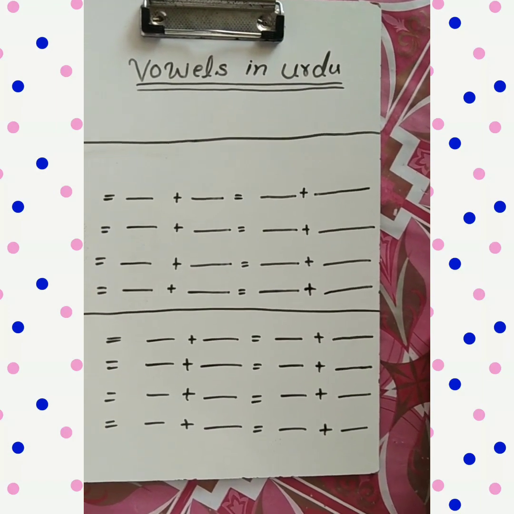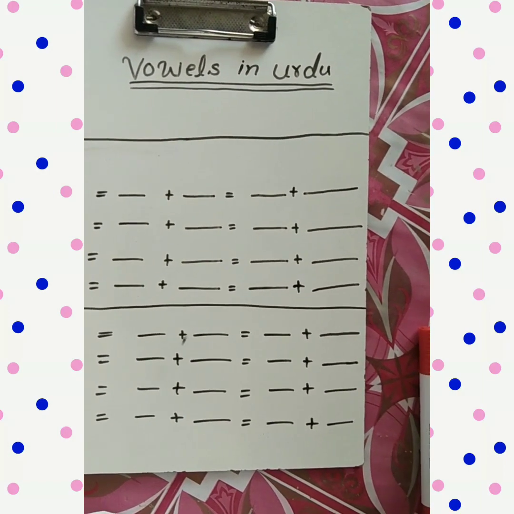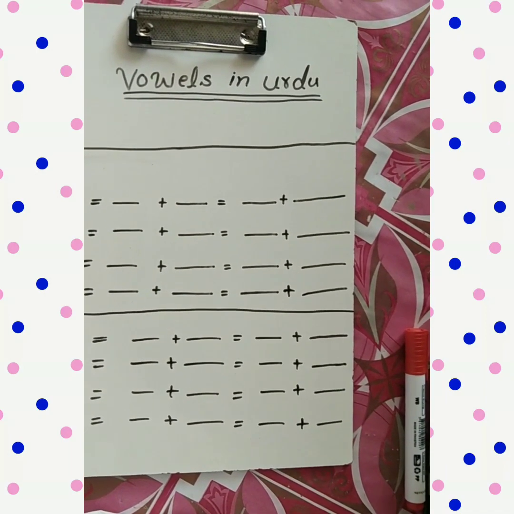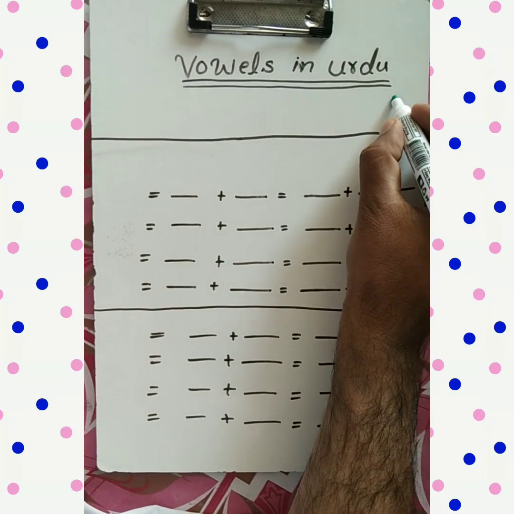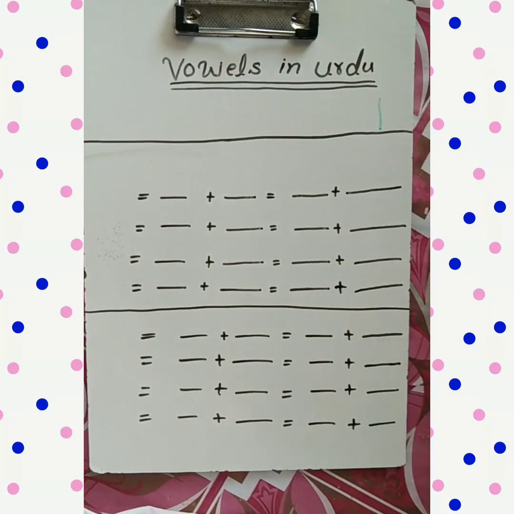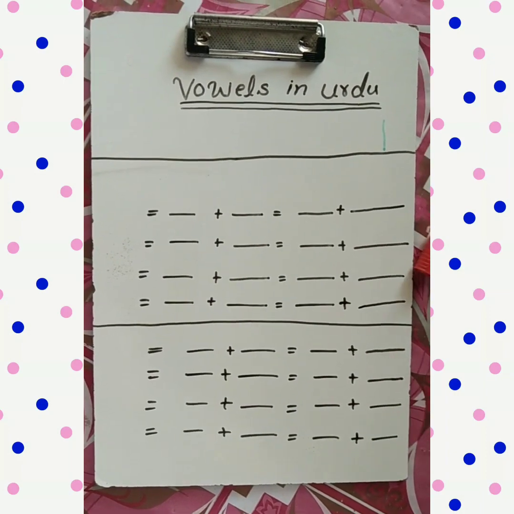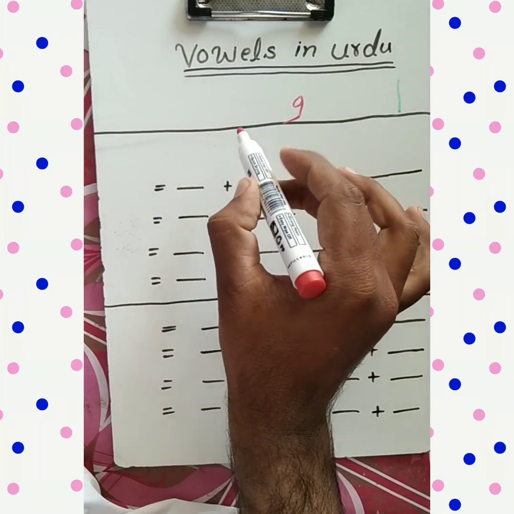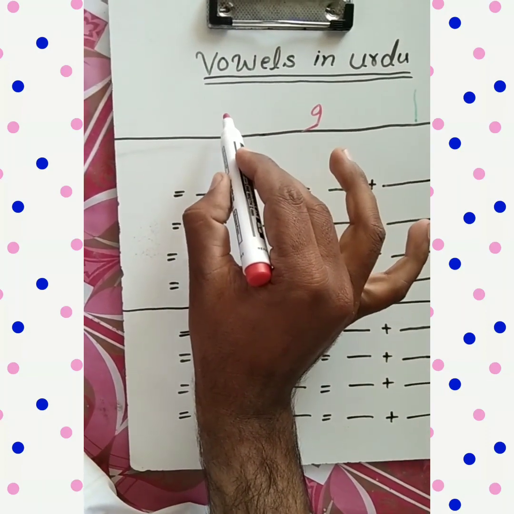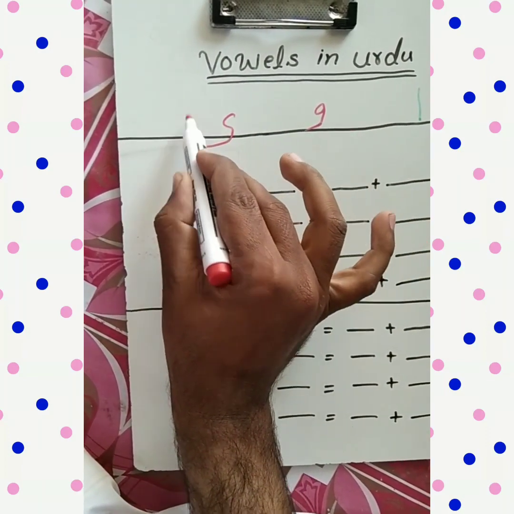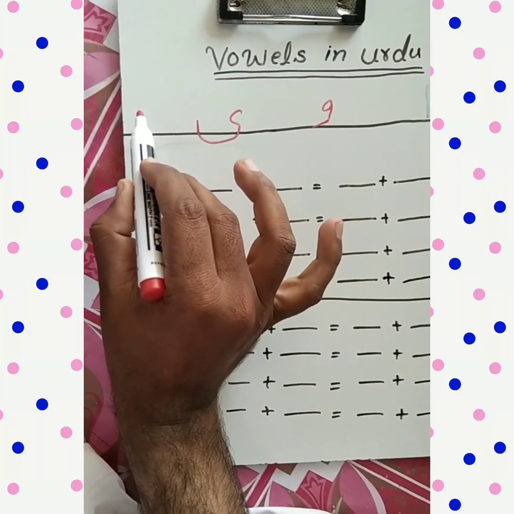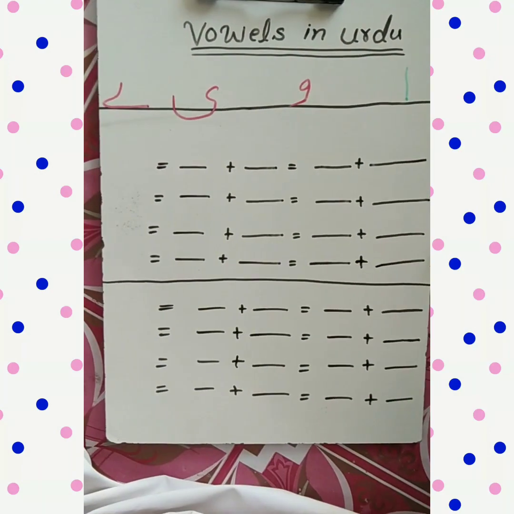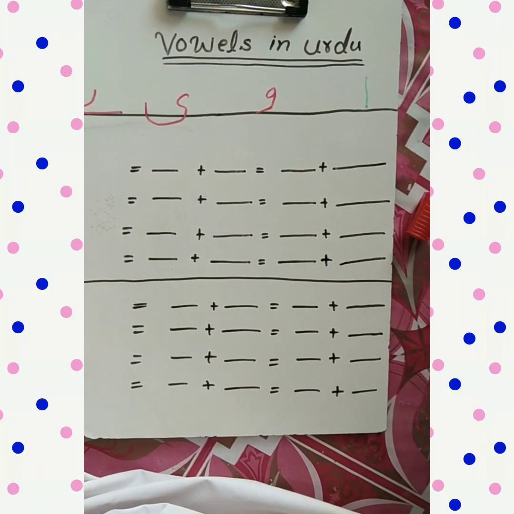Dear student, today we are learning about vowels in Urdu. Like in English, Urdu has 4 vowels. The first is alif. Second is wa. Third is choti ye, and the last is badi ye. These are the 4 vowels in Urdu.